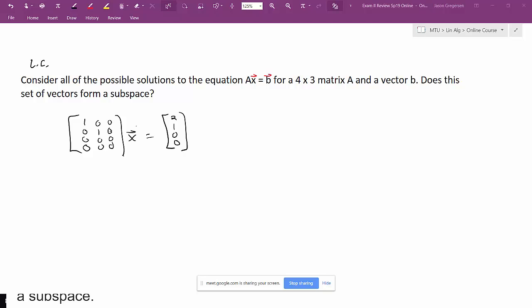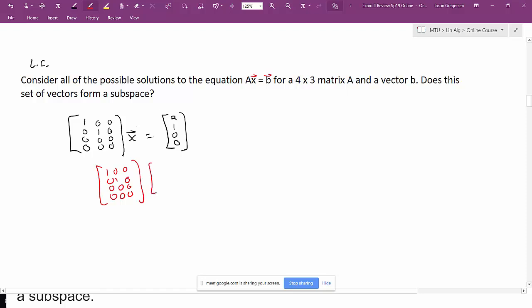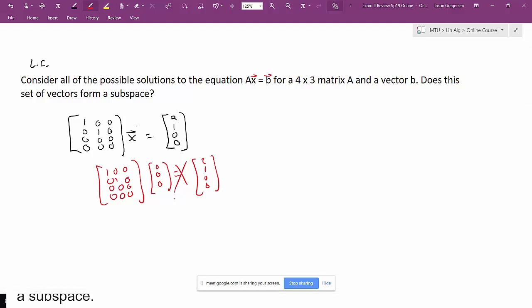All right, well, let's think of our 3 big criteria, right? 1, is 0 in the subset? 2, is it closed under vector addition and scalar multiplication? Well, let's check 0. If I were to plug in 0, in other words, if I multiplied this by 0, would I get 2, 1, 0, 0? No, I would not. So 0 is not a solution to this equation. If 0 is not in the subset, it can't be a subspace.